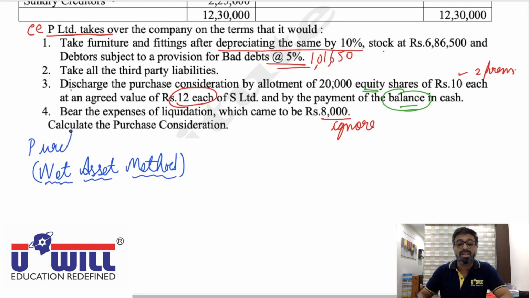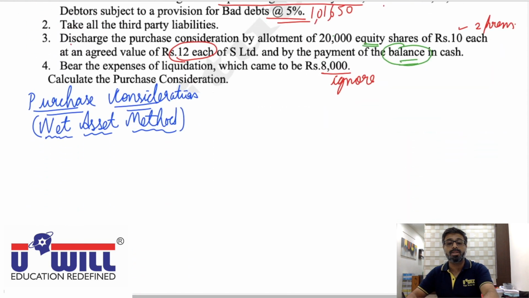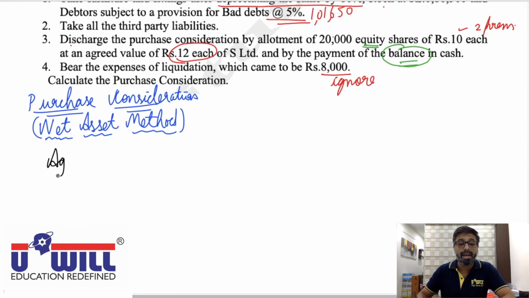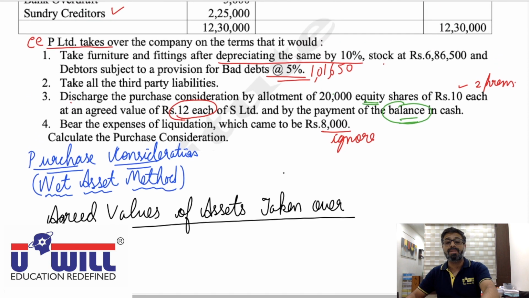Okay, first we find purchase consideration by net asset method. All of you must be writing in your notebooks. No need of columns because there is only one company, S Limited, which is going into liquidation. So straight away we can start with the formula. Agreed values of assets taken over. From the asset side, we'll take the assets, but values will be taken from adjustments, the agreed values.